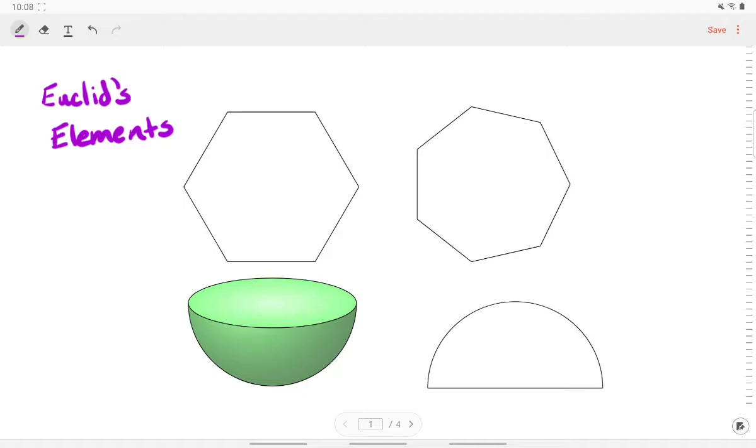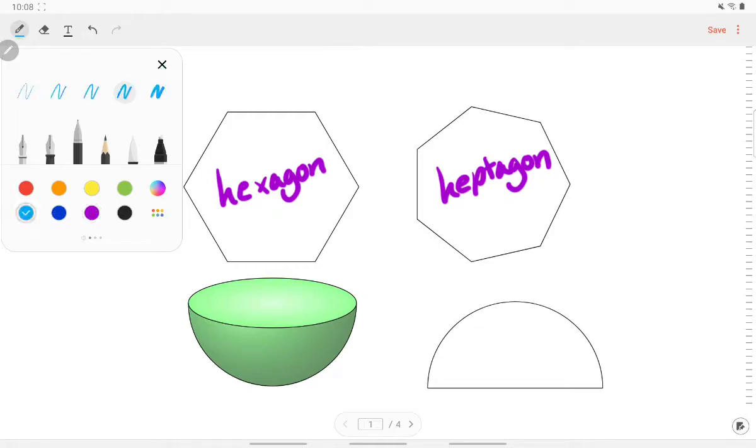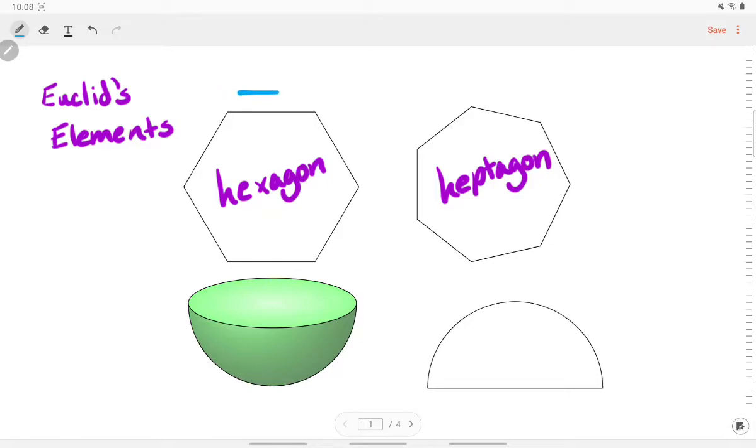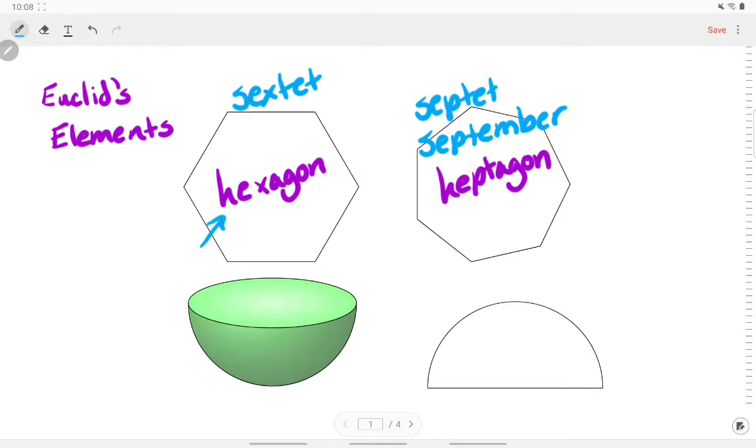So for example, here I have some shapes. This first shape, I'm sure you've heard, called a hexagon, right? This second shape, a heptagon. If you're familiar with music, you know that if I have a group of 6 instruments or 6 singers, it's actually called a sextet. And if I have a group of 7, it's called a septet. Or if you think in terms of months, we have September. So what's going on? Why is the prefix sometimes with an S, sometimes with an H? Well, that H is coming from the Greek, and the S is coming from the Latin. So it has to do with Greece and Rome back in this day and age.